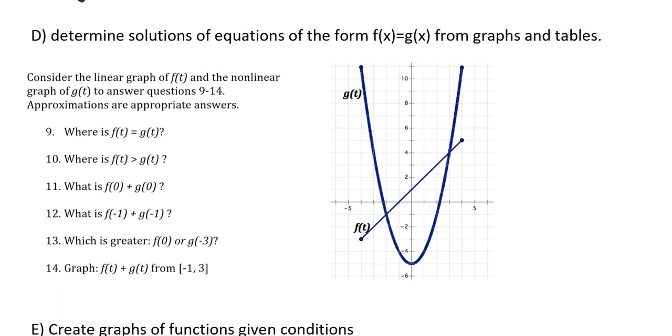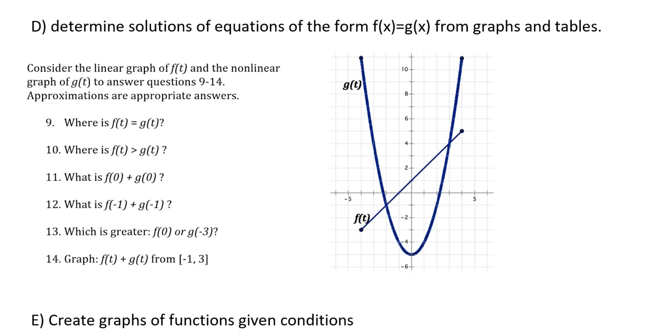Going down to part D, determine solutions of equations of the form f of x equals g of x from graphs and tables. So we have f of t and g of t, and in problem 9, we are asked where is f of t equal to g of t. So we're looking for the places where the graphs intersect. And so that would be at 2 t values, t equals -2 and t equals 3. So there's -2 there and 3 there for the t values of those intersection points.